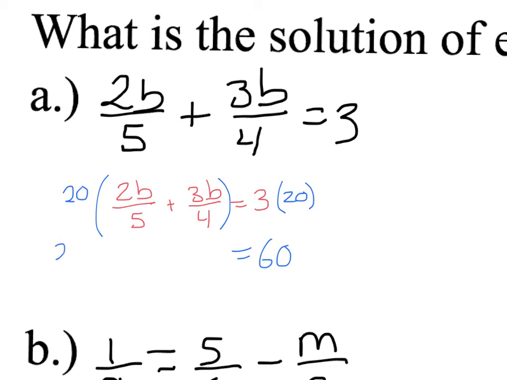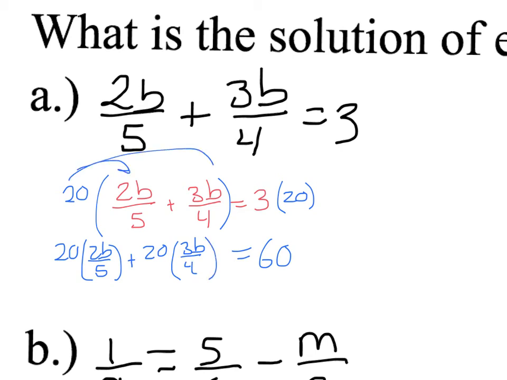Okay, so what I'm going to have is 20 times 2b over 5 plus 20 times 3b over 4. I just distributed the 20 into both terms. And now simplify. The whole reason you're multiplying by 20 is to get rid of the denominators. 20 and 5 share a common factor of 5. So 20 divided by 5 is 4, and 5 divided by 5 is 1. So now all I have is 4 times 2b, which is going to be 8b. Then over here, 20 and 4 have a common factor of 4. So divide both by 4. And 5 times 3b is 15b equals 60.